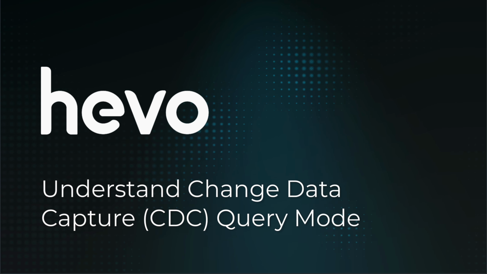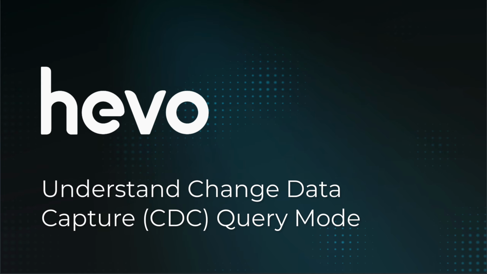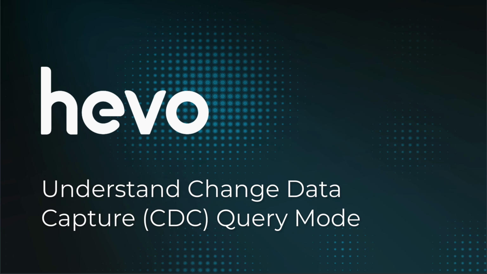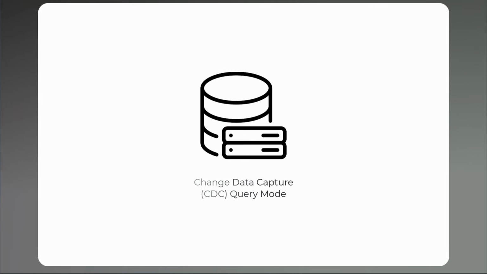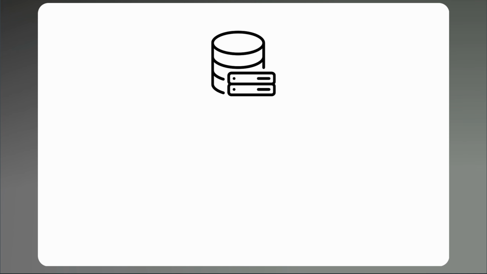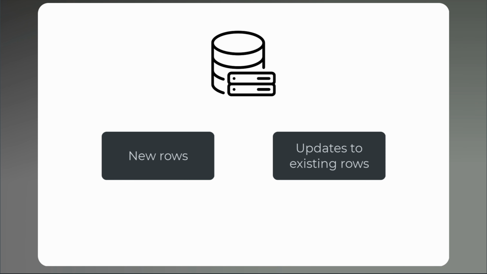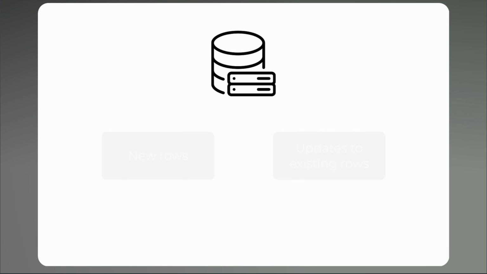In this video, we'll look at Change Data Capture, or CDC query mode, what it is, when it works well, and when you should avoid using it. Let's start with what CDC actually means. CDC query mode captures both new rows and updates to existing rows. If data in your table can change after a row is inserted, and you want those changes reflected later, CDC is built for exactly that.